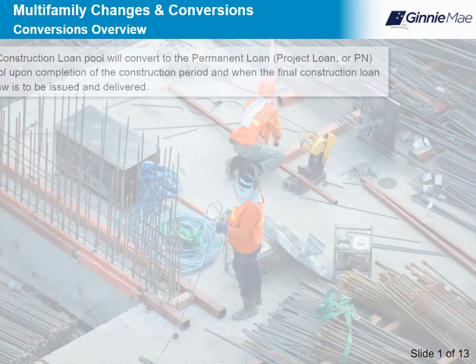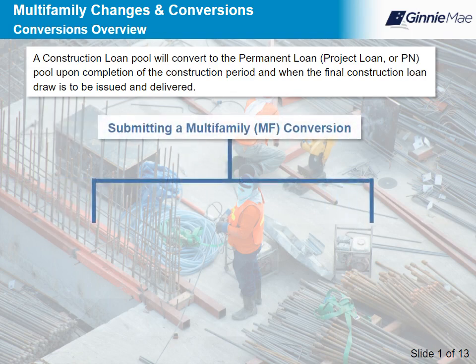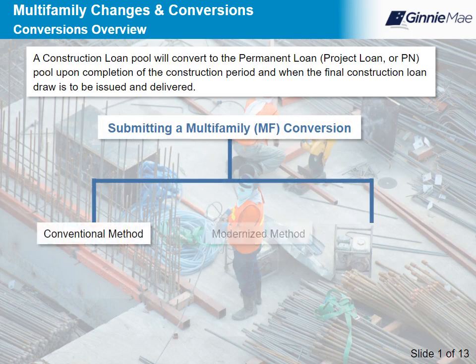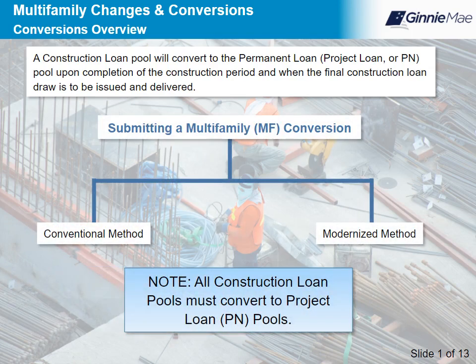A construction loan pool will convert to the permanent loan, project loan, or PN pool. This occurs upon completion of the construction period and when the final construction loan draw is to be issued and delivered. There are two ways to submit a multifamily conversion: conventional method or modernized method. Note, all construction loan pools must convert to project loan pools.